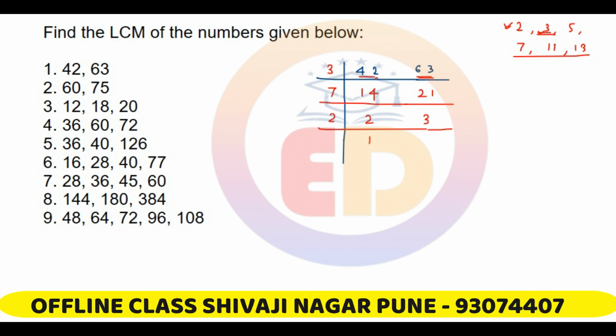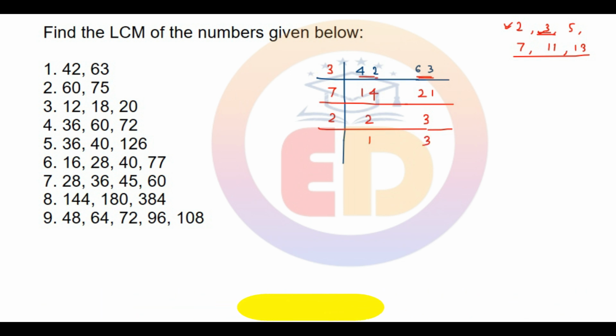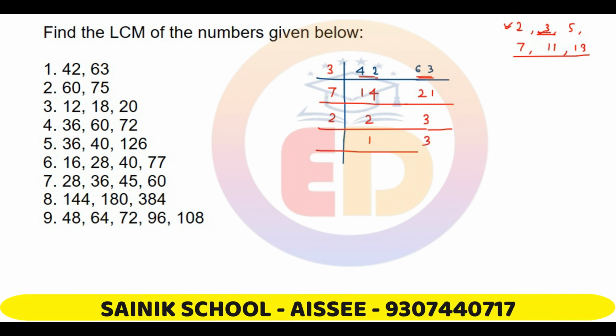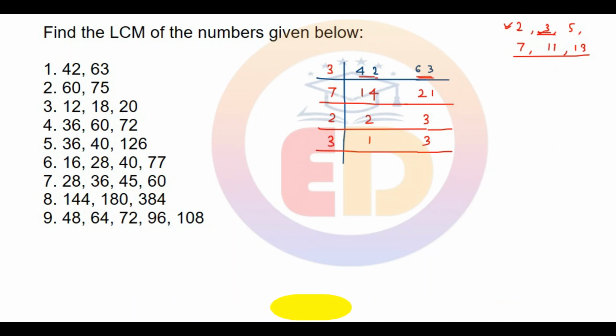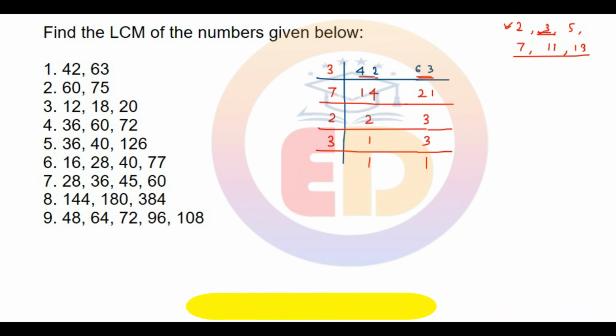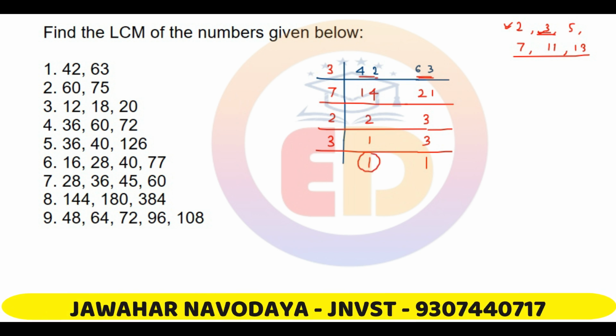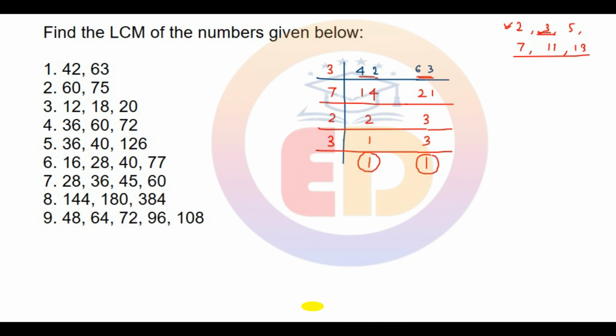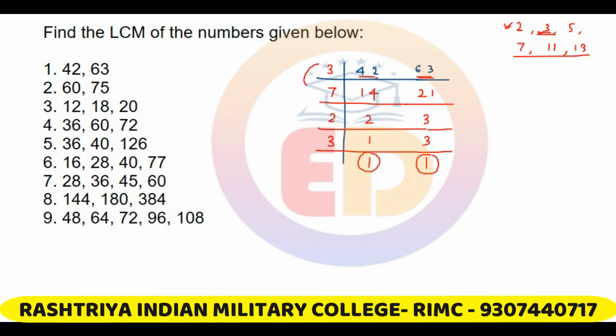This is 2 ones are 2. Now 3 is not divisible by 2, so leave it as it is. And now let us divide it by 3. 1 will remain as it is. 3 ones are 3. When I get 1 at the end, I will stop my division process, and the numbers on the left hand side here will give me our LCM.